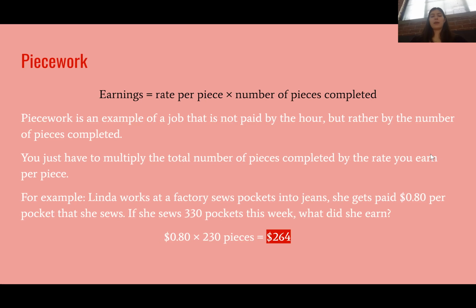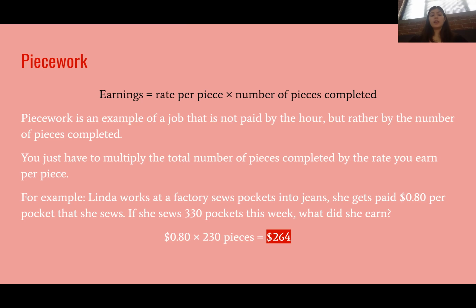Let's keep going. All right, piecework. So your earnings, your total income for piecework is going to be equal to the rate per piece, so how much money you make per piece, times the number of pieces completed. What does that mean? Right? Well, piecework is an example of a job that's not paid by the hour. You're paid rather by the pieces completed, right? So this is what I said with EHR. Not every job is paid by the hour. Piecework is an example of a job that's not paid by the hour.